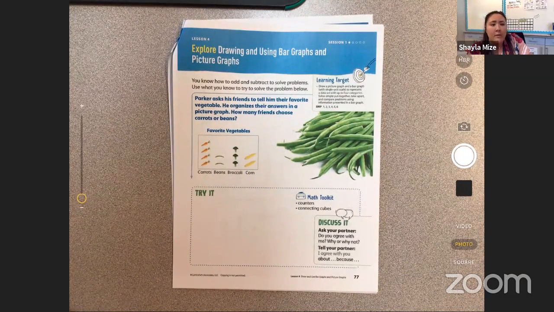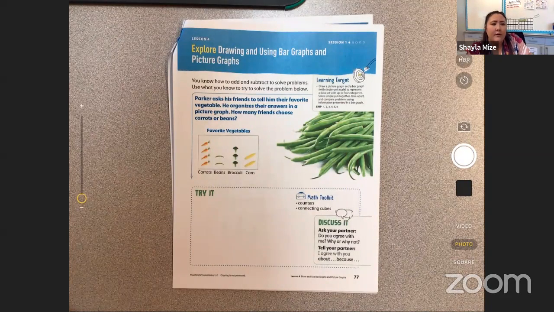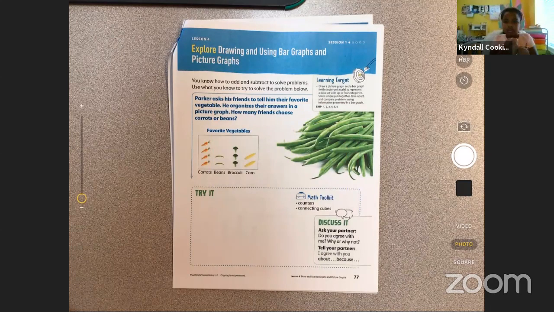Kendall, do you have a question about math? Miss Mize. I'm going to lower your hand then, Kendall. I was raising my hand to find the packet, but I found the packet.